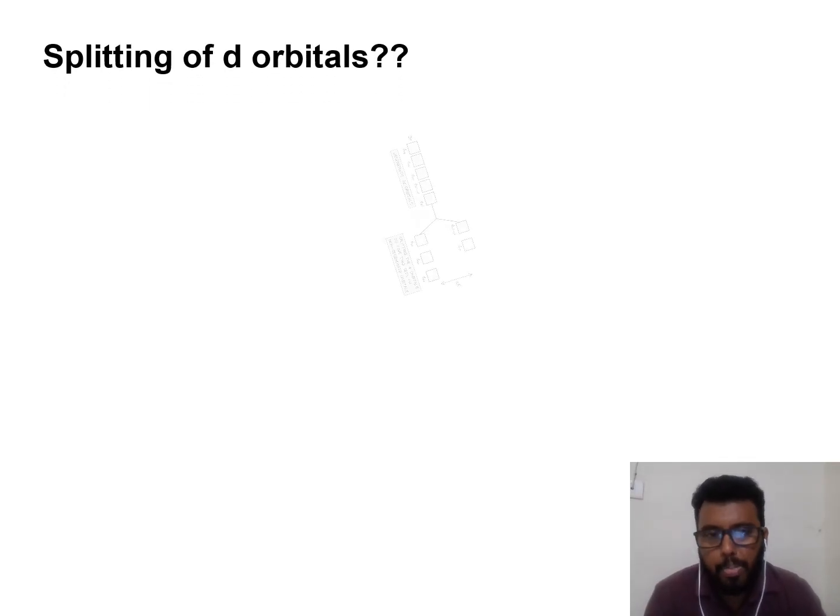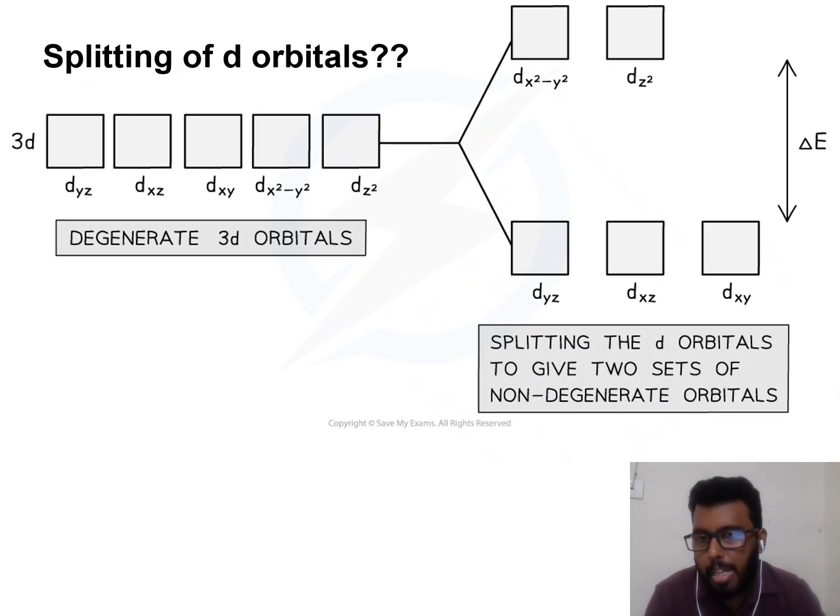Okay, how the splitting of d orbital occurs. So this pictorial representation gives you an idea how the orbitals are split. So let's take an example, 3d orbital. As you know, these five orbitals will be present: dx square minus y square, dz square, dyz, dxz, dxy. You can also arrange the other way, dxy, yz, xz, it's fine.